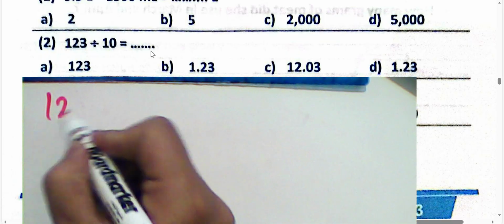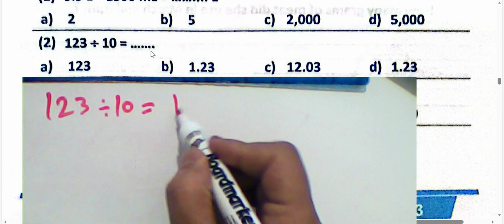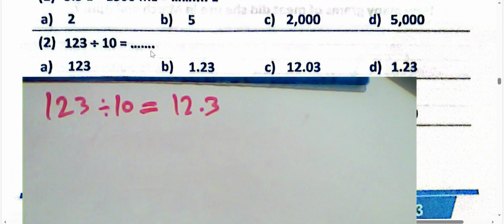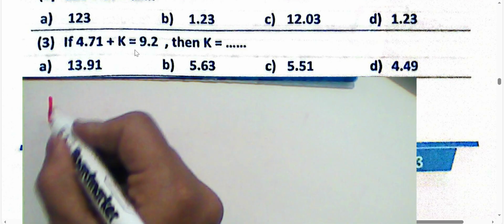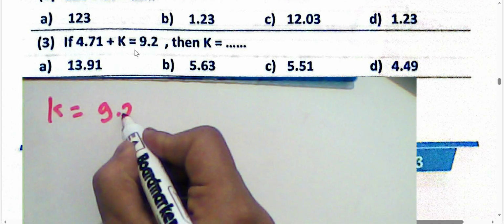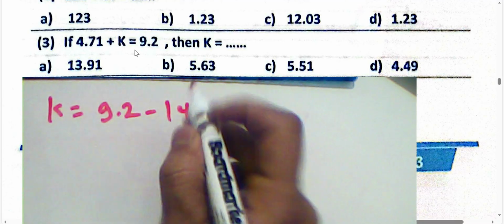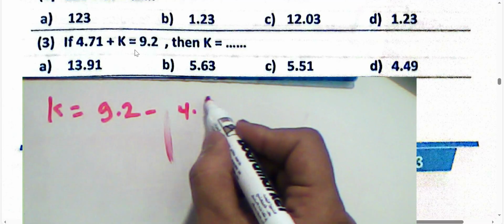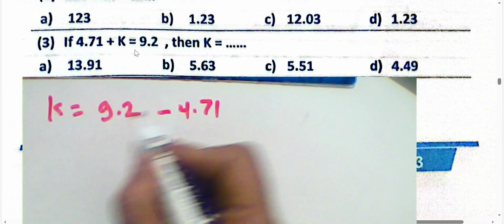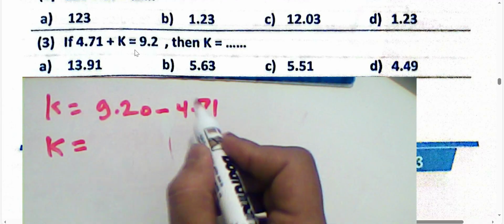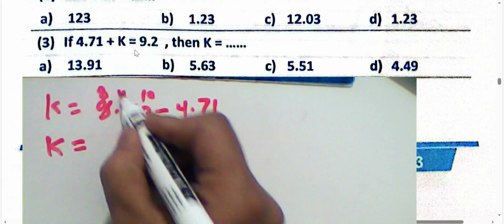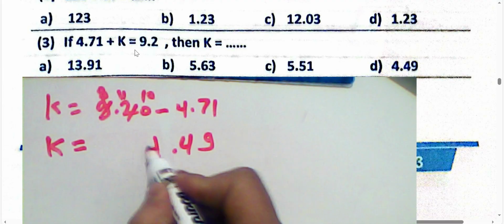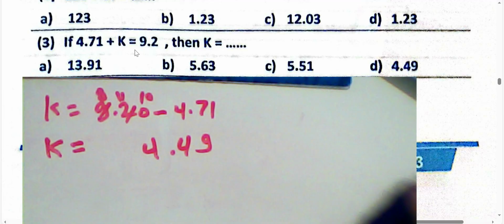Next question. 123 divided by 10. We must move the point one place, and the result will be 12.3. Next question. We can find the value of k here by finding the difference between the two numbers. k equals 9.2 subtract 4.7 and 1. Okay. In the value of k, put 0. 0 minus 1, we can do it: 10 minus 1 is 9. 1 minus 7, we can do it: 11 minus 7 is 4. 8 minus 4 equals 4. The result will be 4.409.